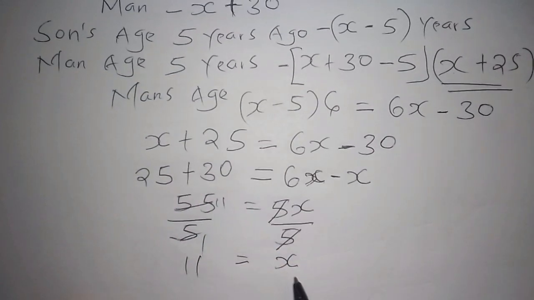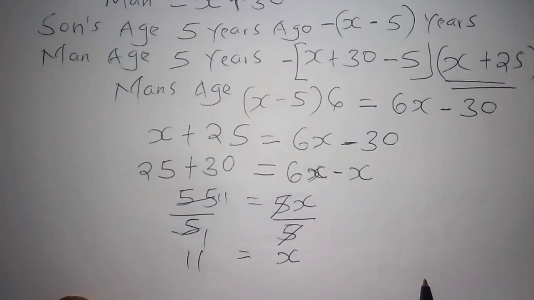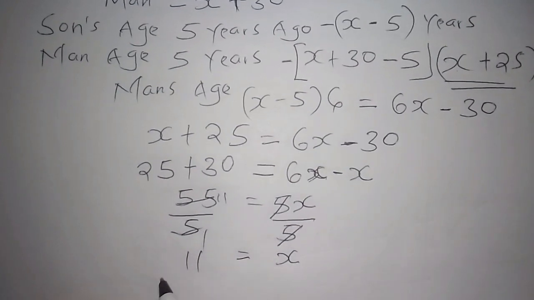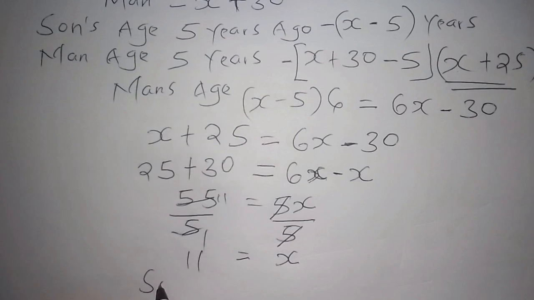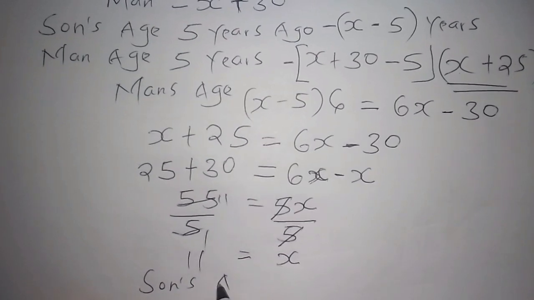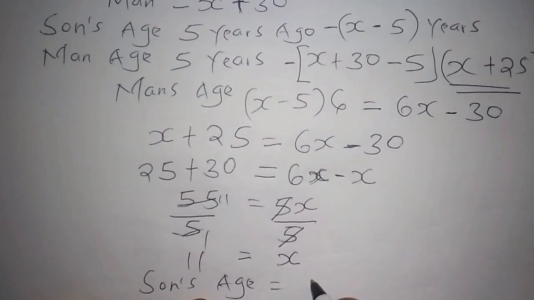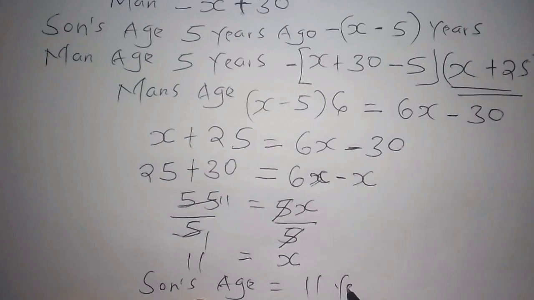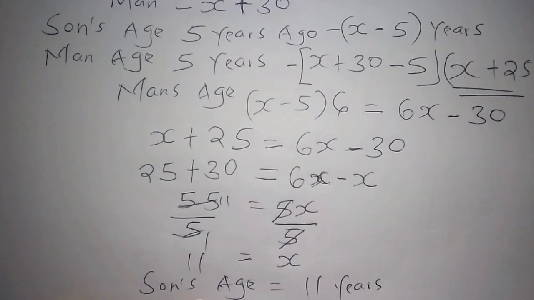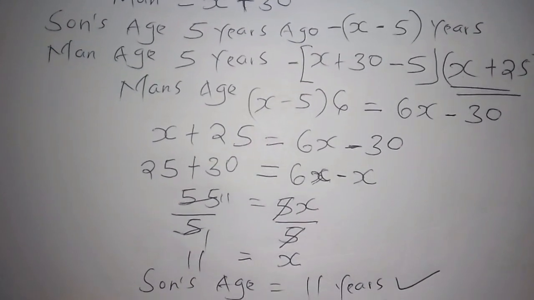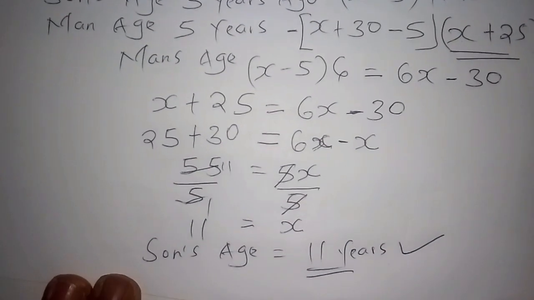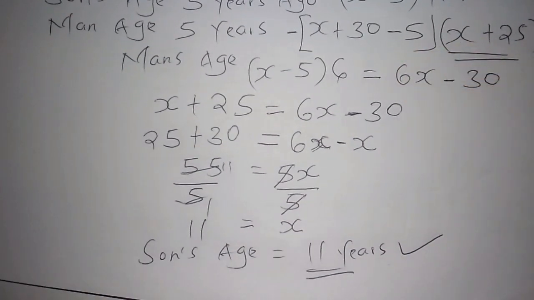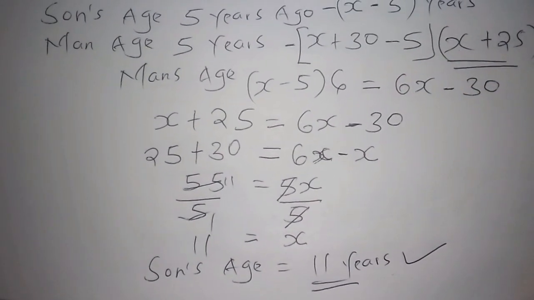So x was representing the son. Meaning that presently now we can say that the son's age is equal to 11 years. Now as we speak, the son's age is 11 years. So if you got the son's age as 11 years, kudos, you did it in the correct way possible.